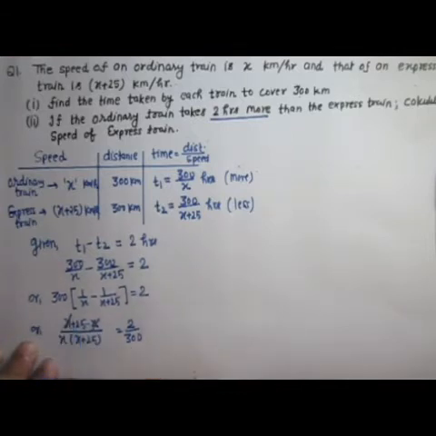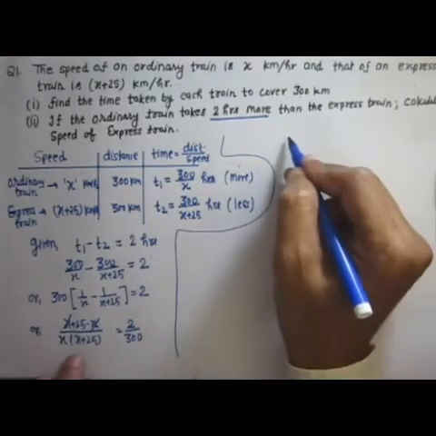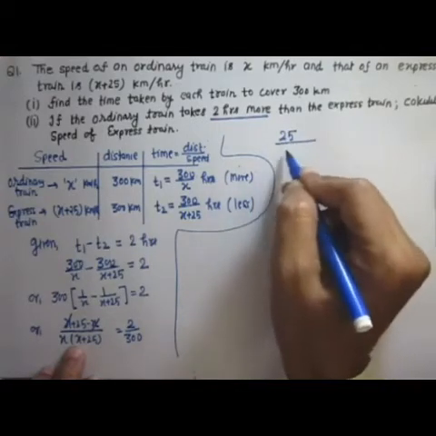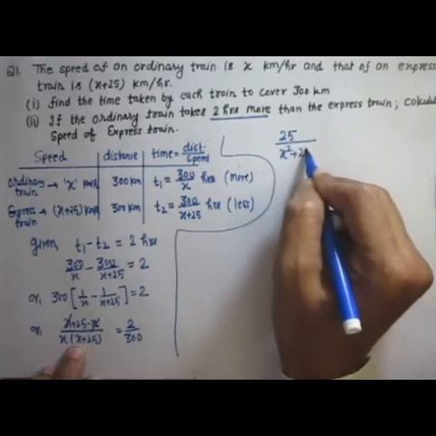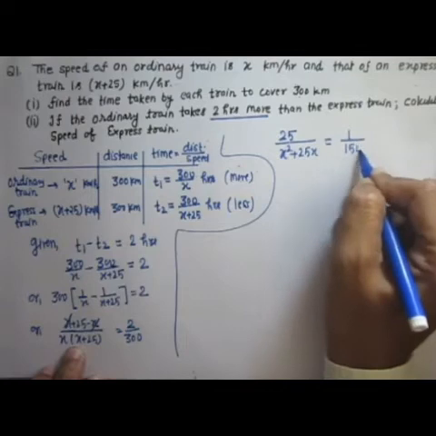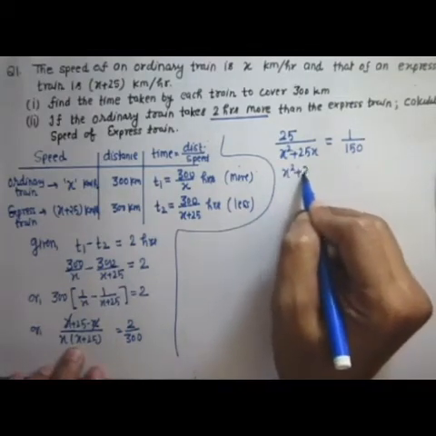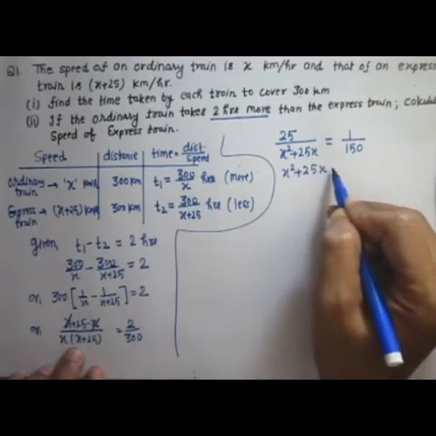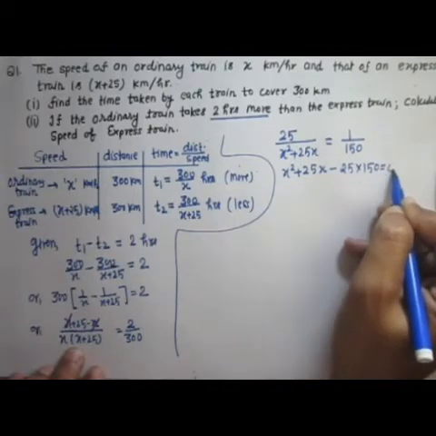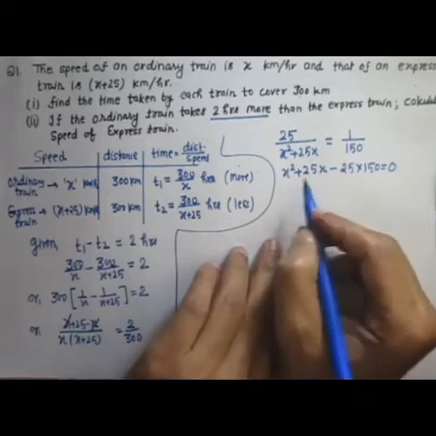Now x cancels, so we will get 25 by x square plus 25x is equal to 1 by 150. Now cross multiply, so you will get x square plus 25x minus 25 into 150 equal to 0. So we are getting this quadratic equation. Now we have to split the middle term.